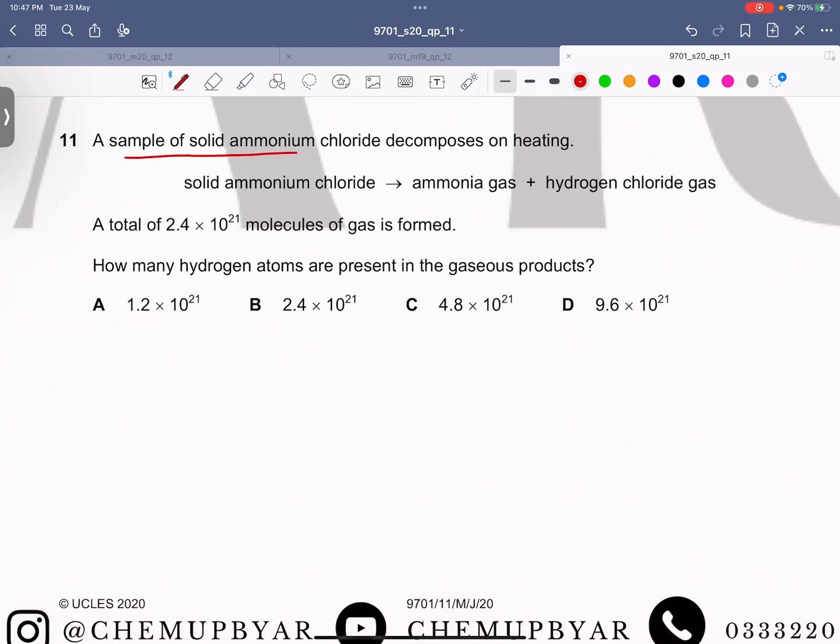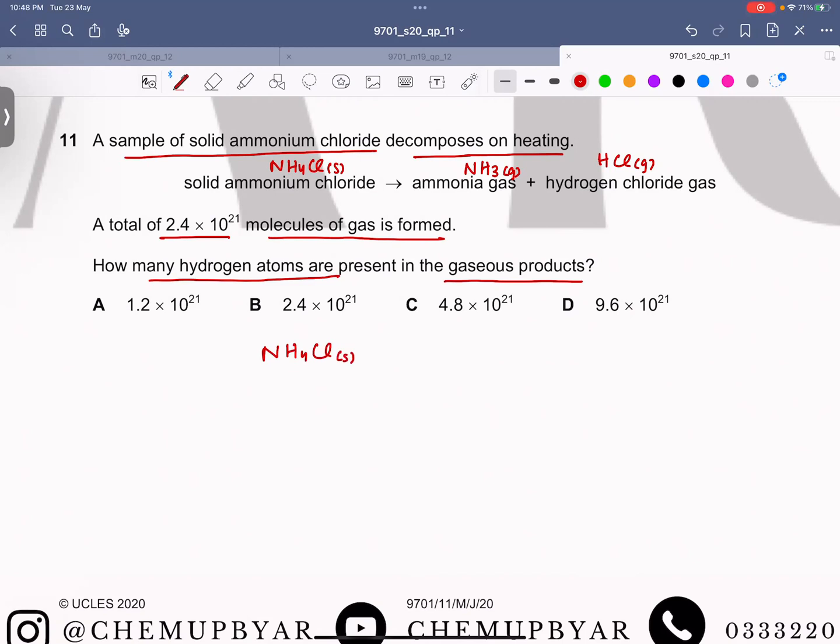A sample of solid ammonium chloride decomposes on heating. Okay, so solid ammonium chloride, NH4Cl solid, gives you ammonia gas and hydrogen chloride gas. A total of 2.5 exponent 21 molecules of gas is formed. How many hydrogen atoms are present in the gaseous product? Okay, so if you look at the equation, there is ammonium chloride, a solid, and it is giving you 1 mole of ammonia and 1 mole of hydrogen chloride gas.